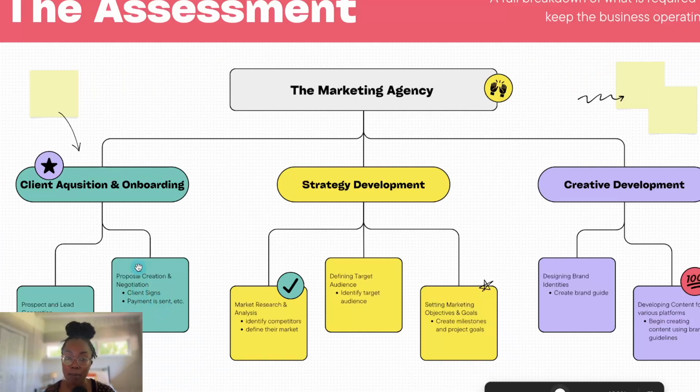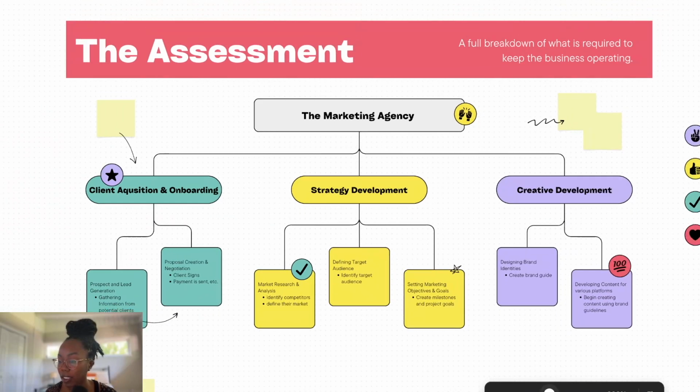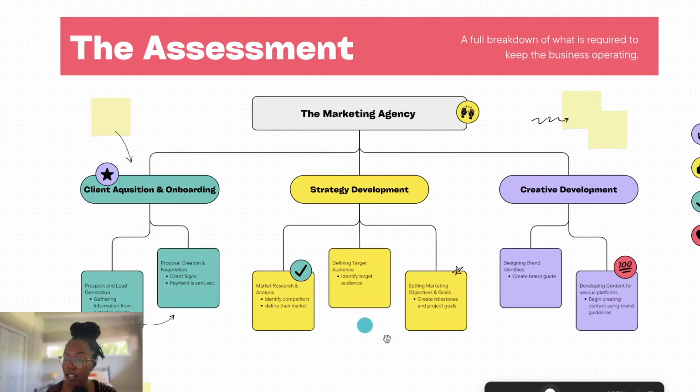Now, this can be separated out into two separate steps. However, for the purpose of this video, I have it in one. And now we're going to go back to the rest of this. So we have strategy and development. That's their second part of their business. So once they've onboarded a client, they are now going to develop a strategy for that client. So that entails market research and analysis. It entails defining their target audience and then setting marketing objectives and goals.